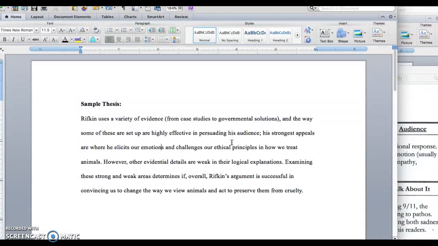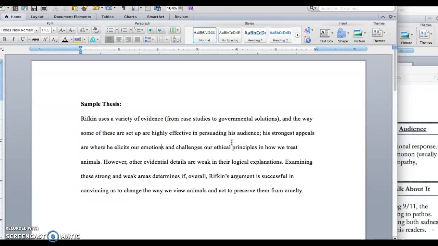Rifkin uses a variety of evidence, from case studies to governmental solutions, and the way some of these are set up are highly effective in persuading his audience. His strongest appeals are where he elicits our emotions and challenges our ethical principles and how we treat animals. However, other evidential details are weak in their logical explanations. Examining these strong and weak areas determines if, overall, Rifkin's argument is successful in convincing us to change the way we view animals and act to preserve them from cruelty.